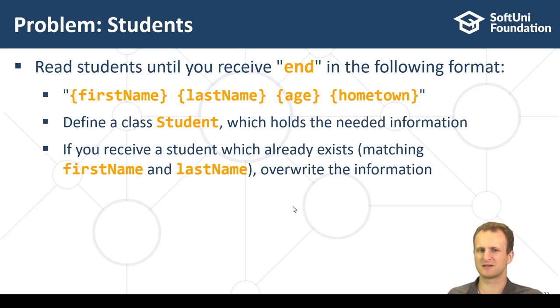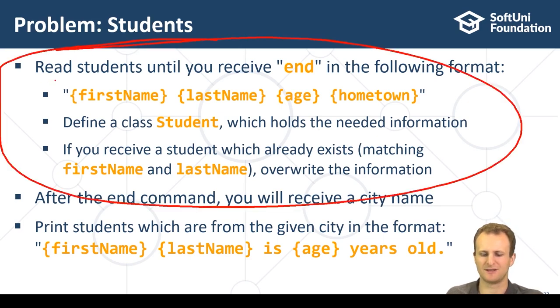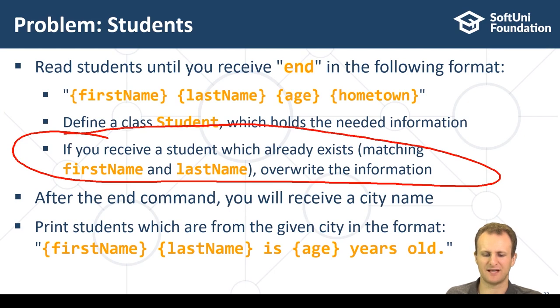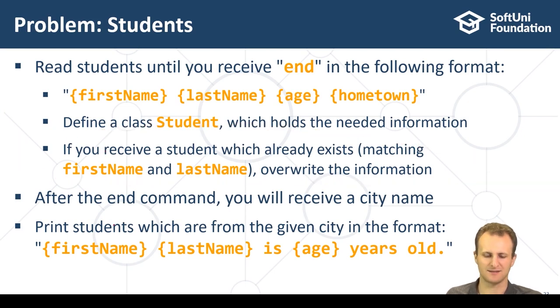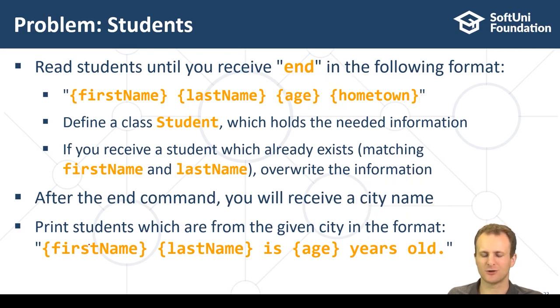So this is basically a simple database program which stores students in some type of database. In our case, it would be easiest for it to be a list, okay? And then modifies some of the values inside that list. And at the end, we even have a query to our database. So we will receive a city name, so a string for the hometown, and we should iterate all students and only print those which are of a certain city. So only print the information for those students.